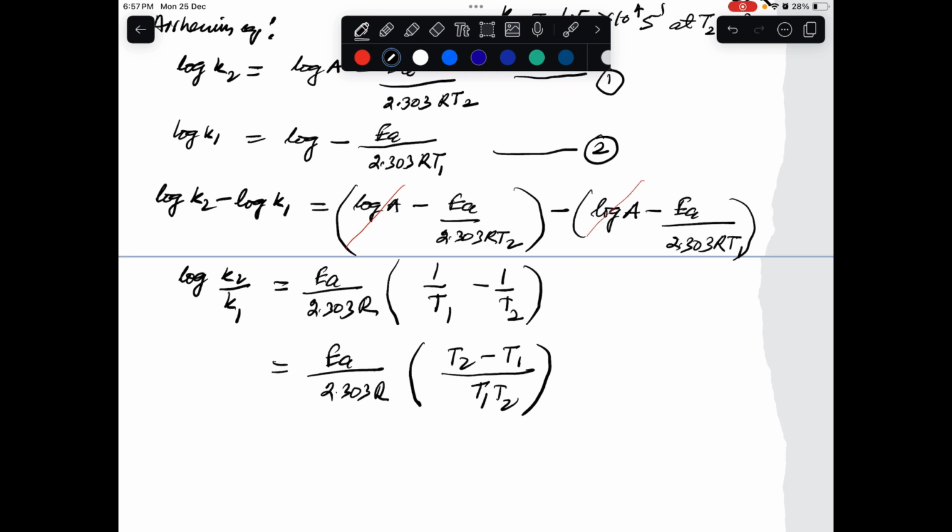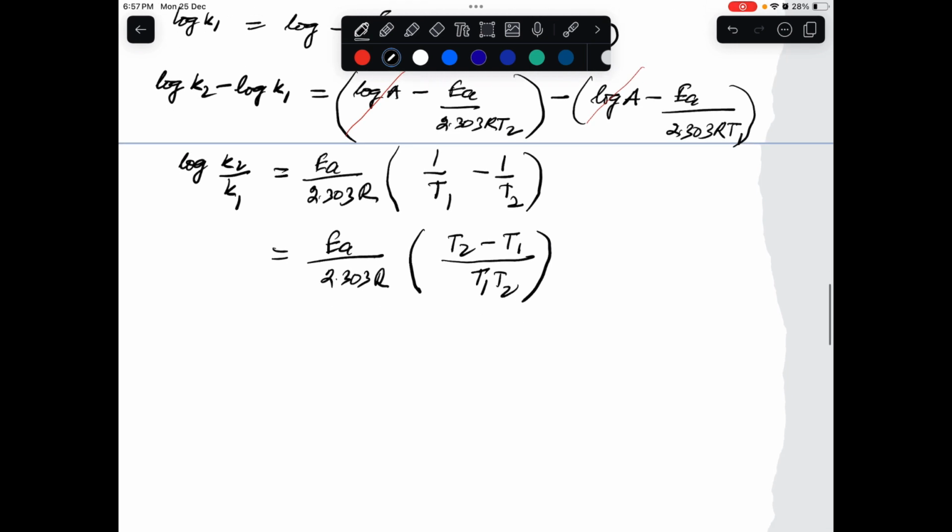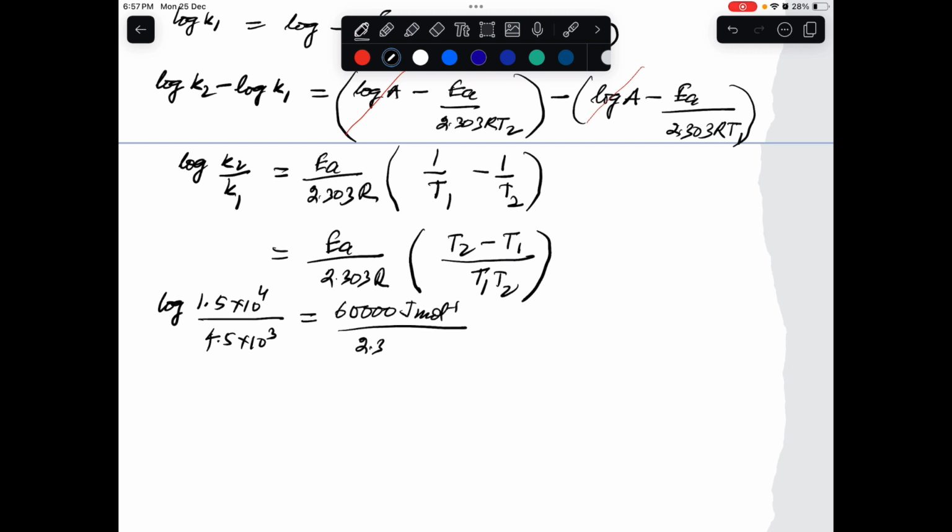Okay, we will put down the values now. Log K2 by K1 values are already given to us, so we will write it as log of 1.5 into 10 raised to the power 4 divided by 4.5 into 10 raised to the power 3. This is equal to, energy of activation is given to you. It is 60 kilojoules per mole. So 4 zeros we have to put, joule for writing in joules per mole, divided by 2.303. R value is 8.314 joules per Kelvin per mole.